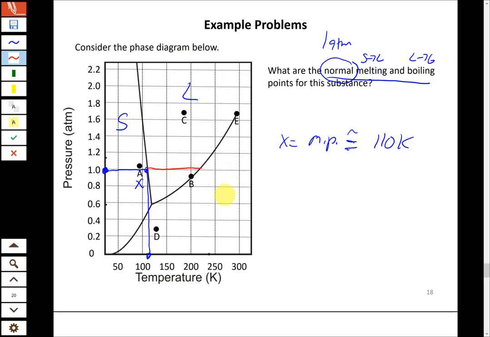But then to find the boiling point, we keep going at 1 atmosphere until we get to the liquid-gas line. So that's the liquid-gas line there. That's where they intersect, and we go down to the temperature to find where that occurs, which is about 220 Kelvin. Again, a little bit of estimation has to go into this. So point Y here is the boiling point, which is going to be approximately 220 Kelvin, about as precise as we can get on this diagram. But that's the temperature where we get the liquid-gas equilibrium.